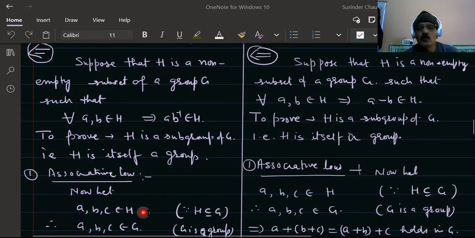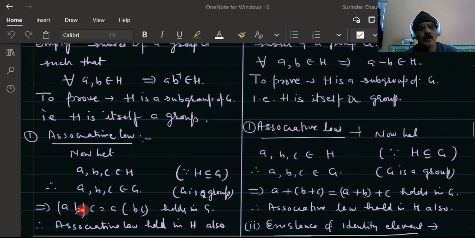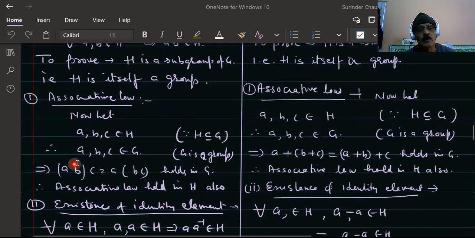Now let a belong to H, a subset of G. So a belongs to G. G is a group. Therefore, the associative law holds in G. But a also belongs to H. So the associative law holds in H also. For a, b, c belonging to H, a b c also belongs to H, therefore a c belongs to H.